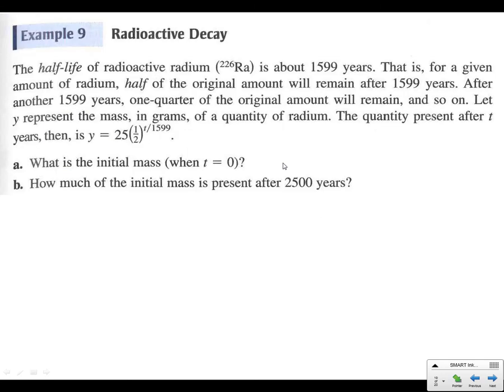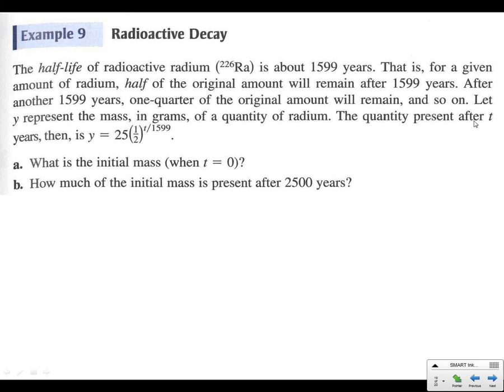All right, last one. So now we've got a half-life problem. If you do chemistry, some physics problems talk about half-life, which is the amount of time that it takes for something to decay to half of its original amount. So after 1599 years, half of the original amount of radium will remain. You go another 1599 years, you're going to have a quarter of the original, and then an eighth, and then a 16th, right? So let Y represent the mass in grams of the quantity of radium.